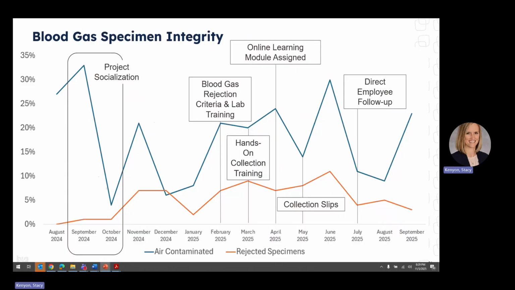After implementing the direct employee feedback, we thought we might have a path to success. If you look at July and August, we can see that there was a decrease in the percentage of specimens with suspected air contamination. But as you can see in September 2025, the percentage of air-contaminated specimens did increase.